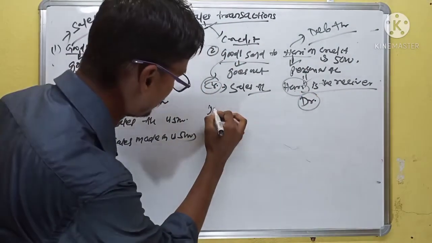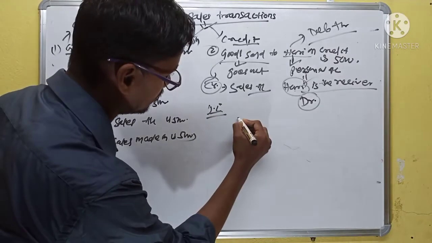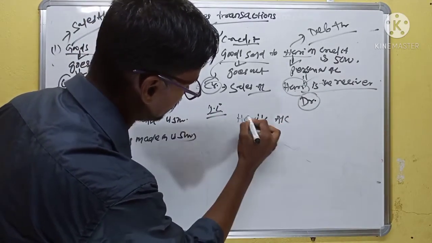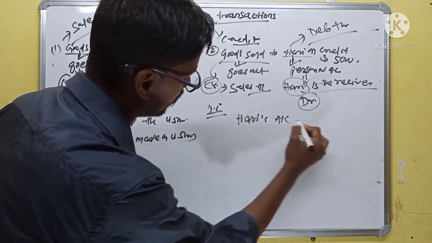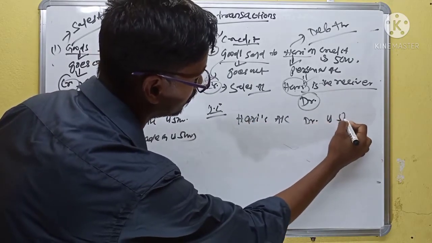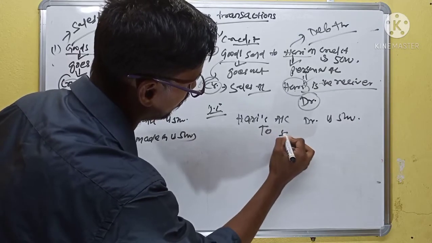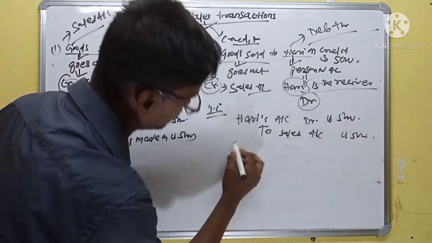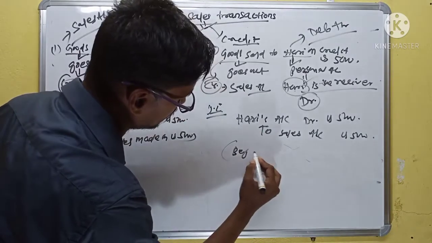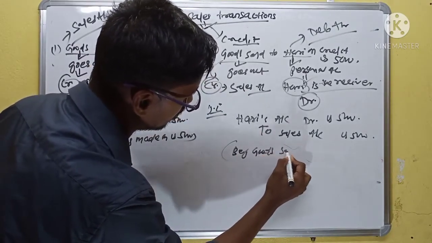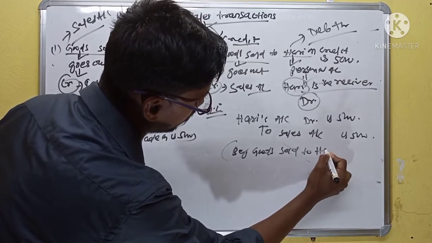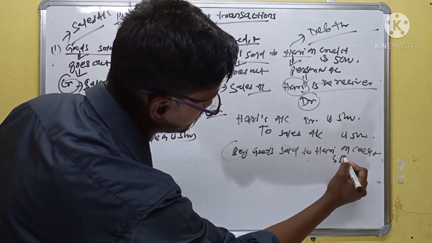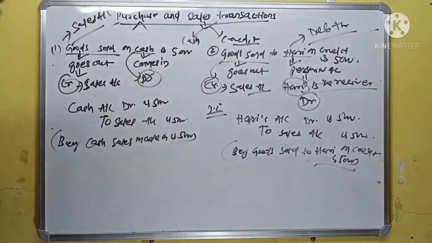And the journal entry, that is: Hari's account debit rupees 5,000 to sales account rupees 5,000, and give a narration, being goods sold to Hari on credit rupees 5,000.